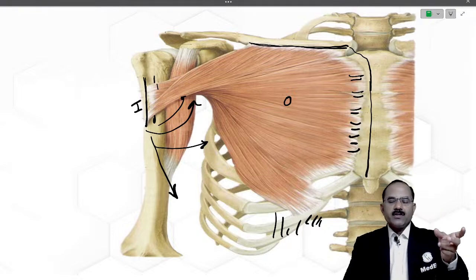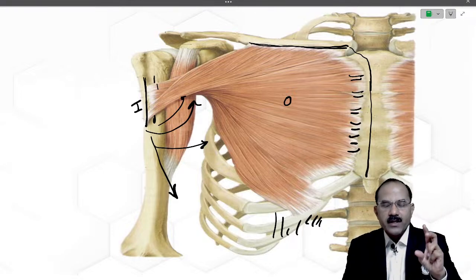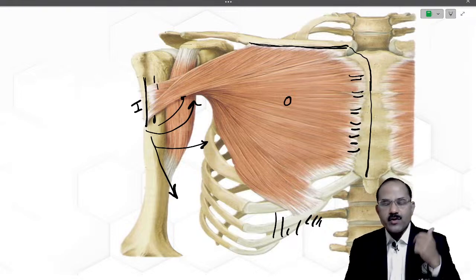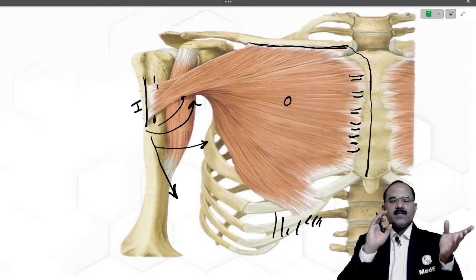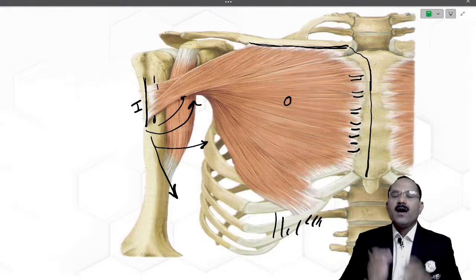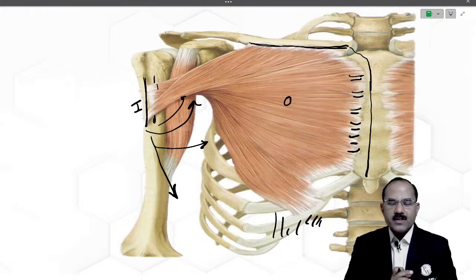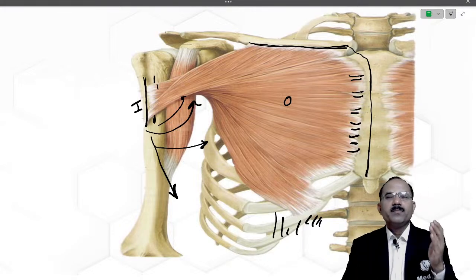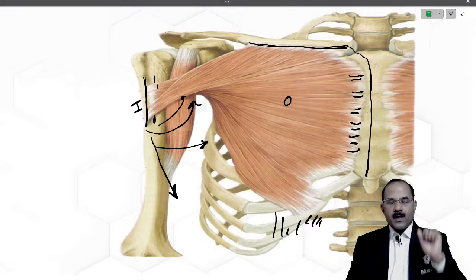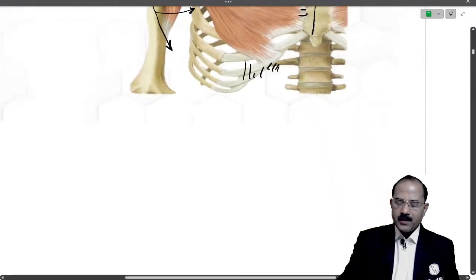This pectoralis major is supplied by two different nerves. One is the medial pectoral nerve and the other one is the lateral pectoral nerve. And when a muscle receives nerve supply from two different nerves, we call this muscle a composite muscle. Composite or a hybrid muscle. Here, about the pectoralis major. Fine.